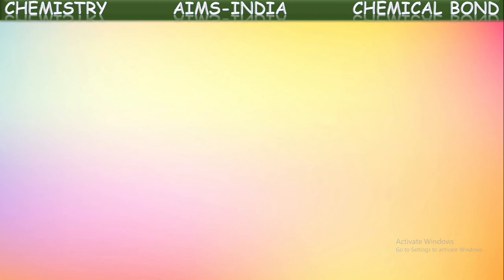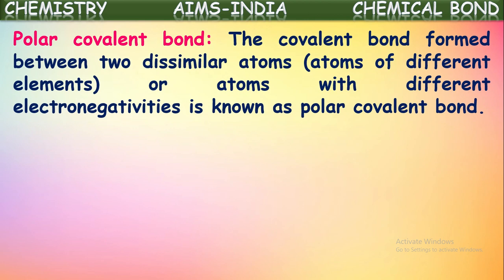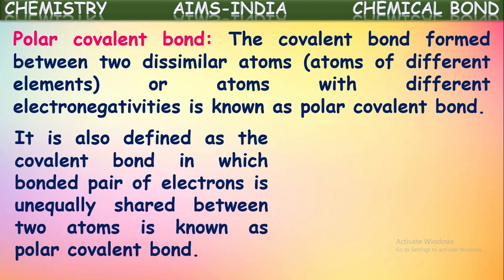Let us see another type of covalent bond. Polar covalent bond: the covalent bond formed between two dissimilar atoms. That means atoms of different elements, or atoms with different electronegativities. So if two atoms with different electronegativities participate in covalent bond formation, then what happens? The pair of electrons is not equally shared between the two atoms. The atom with more electronegativity will pull the pair of electrons towards it. Thus the covalent bond formed is called a polar covalent bond. It is also defined as the covalent bond in which the bonded pair of electrons is unequally shared between two atoms.